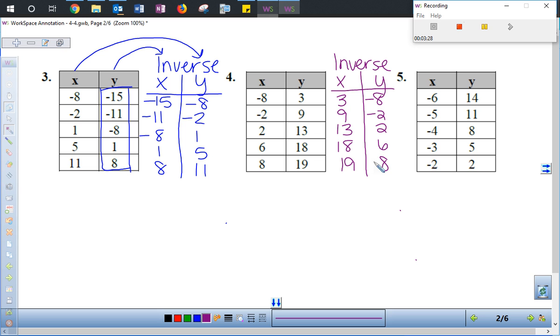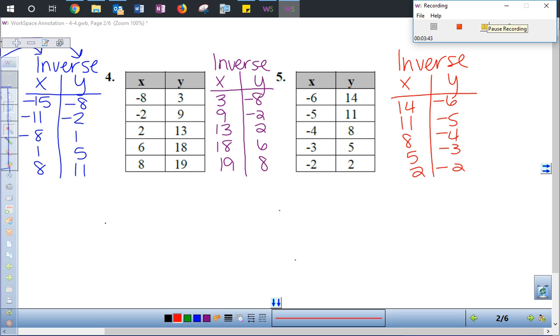Alright, now what I'd like you to do is pause the video and do number 5 on your own. Alright, so you'll see here that I've got the x and the y column switched, and now it's 14, -6, 11, -5, 8, -4, 5, -3, and 2, -2. So when they give you a set of ordered pairs, you have to give them a set of ordered pairs. When they give you a table, you have to give them a table.